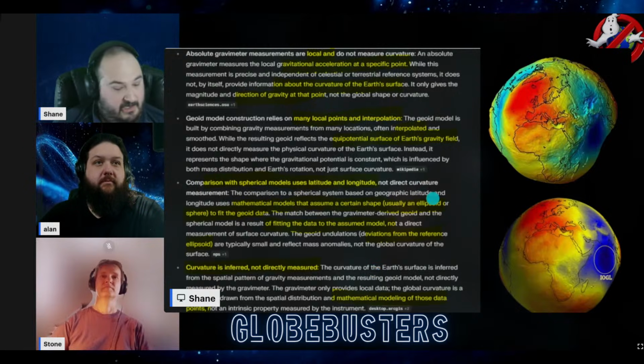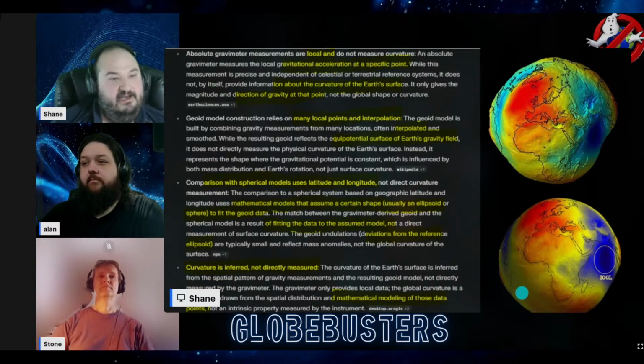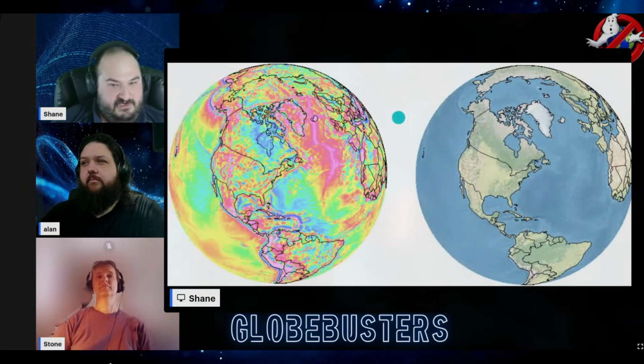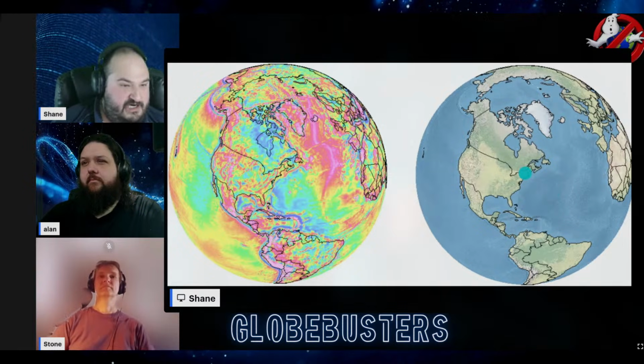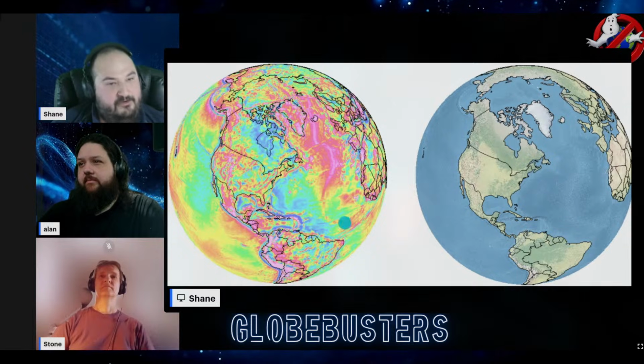Now we're going to get into some of the maps that we're looking at. This is the supposed proofs of Earth's sphericity. Here's one of our models. This is, of course, the orthographic globe projection. And here's our wonderful gravitational anomaly map of Earth's gravity field.